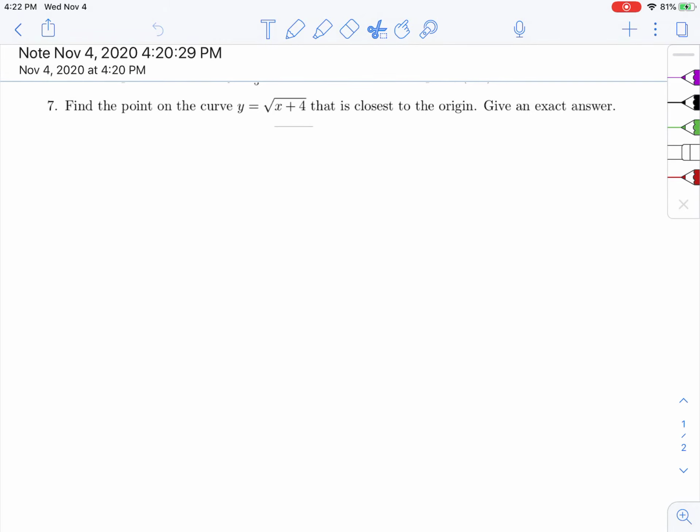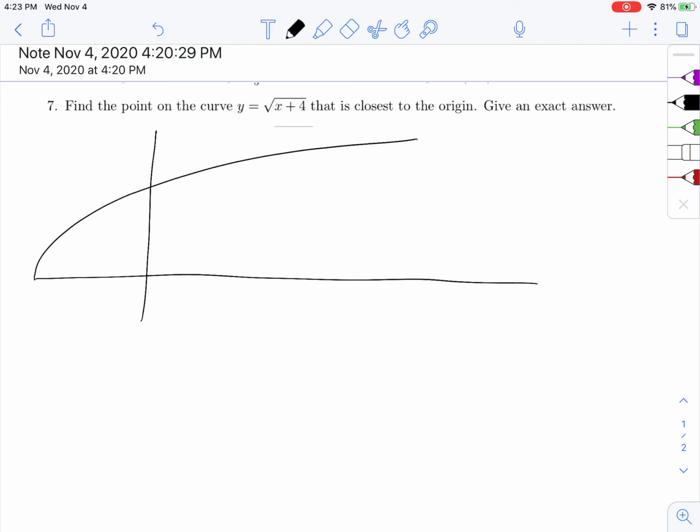All right, let's look at this problem. Find the point on this curve that's closest to the origin and give an exact answer. So this curve, square root of x plus 4, that's the square root graph, but it shifted back 4 units. So this right here is negative 4, 0.